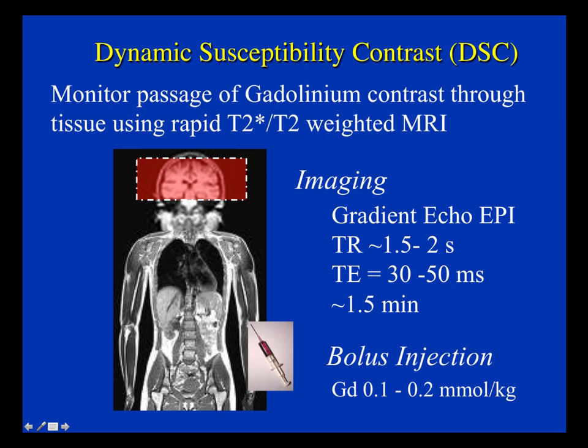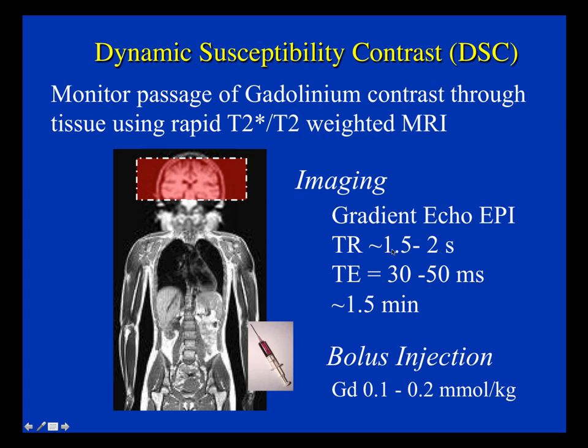In this method, what we try to do is to monitor the passage of contrast agents such as gadolinium through the tissue by some form of rapid imaging. We have a bolus injection of contrast in the vein, and the contrast is carried by blood through the veins into the heart and then throughout the body. When the contrast is passing through the brain, we rapidly acquire images through the brain. Typically, this is done using gradient echo or spin echo EPI techniques with a TR of about 1.5 to 2 seconds. Within this TR, we can acquire multiple slices.